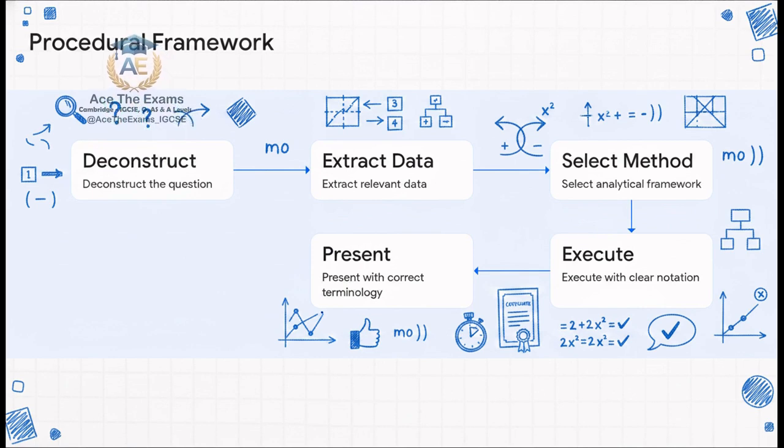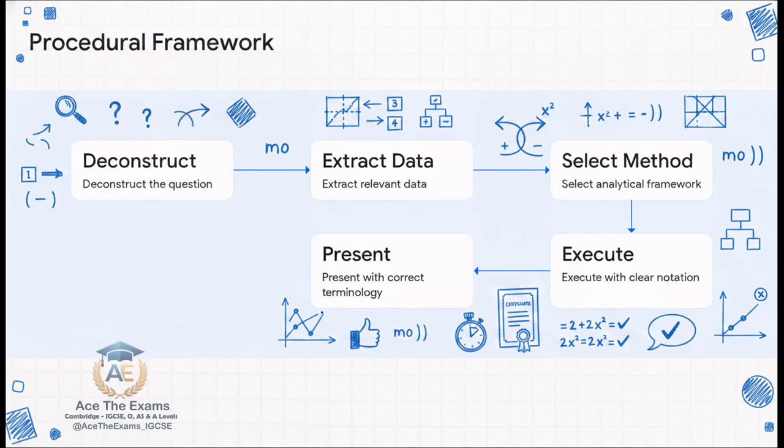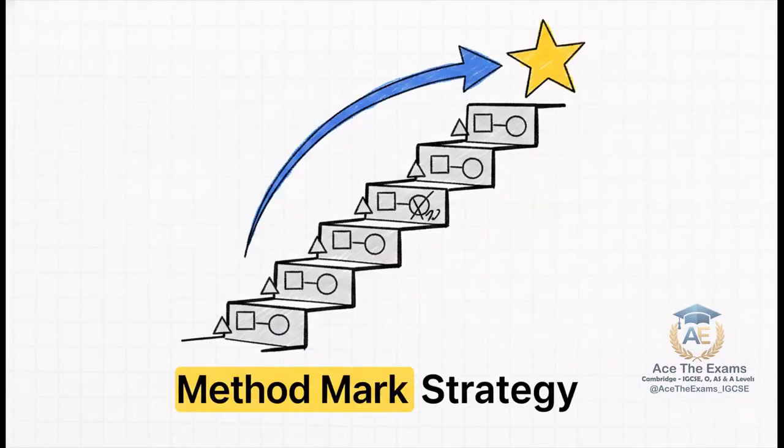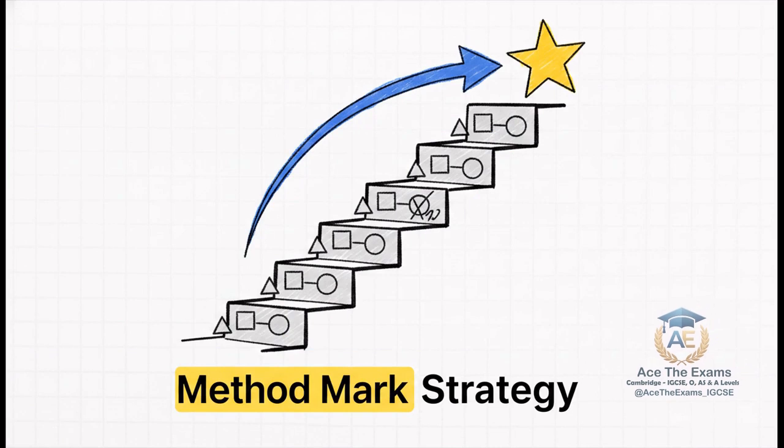Step 4. Execute with clear notation. Please do not skip lines of working. And finally, Step 5. Present with correct terminology. Make it abundantly clear which solutions are valid and which are extraneous. Stick to this structured process, and you take the guesswork entirely out of the equation. This process is the core of what we call the method mark strategy.